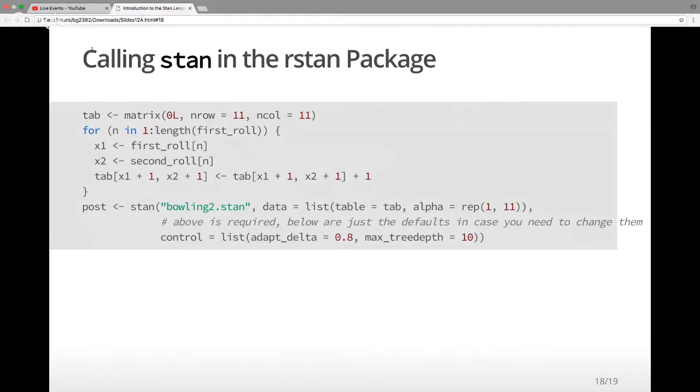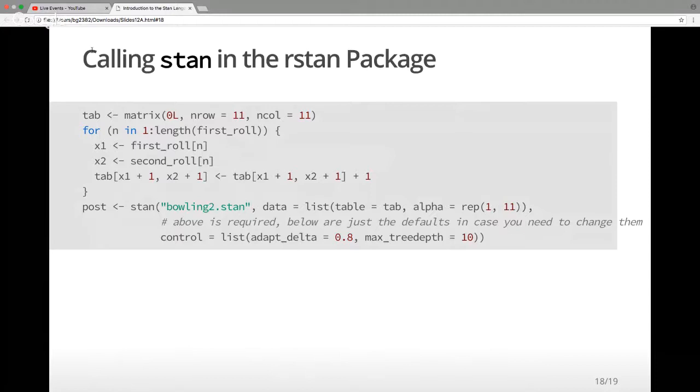We call the stan function in the RStan package. We give it the name of our Stan program that's defined all the things that I said previously. It's also on Canvas, just as its whole text file. The data argument is a named list. So table is this thing I created with the double loop. Alpha, I'm just going to say, is 1 for all 11 elements. That's going to be sufficient with the default arguments.